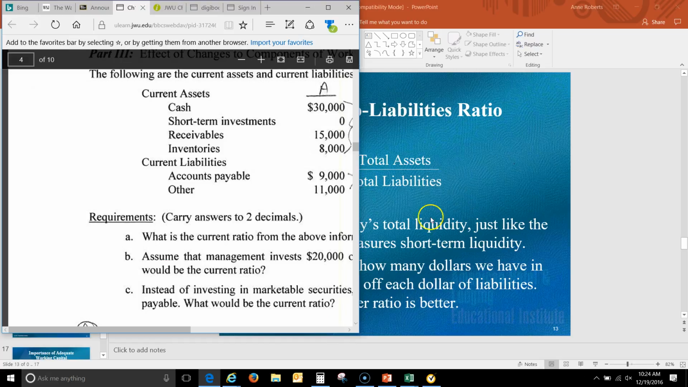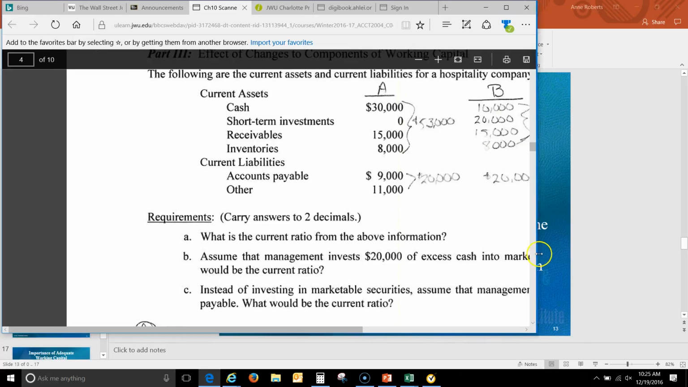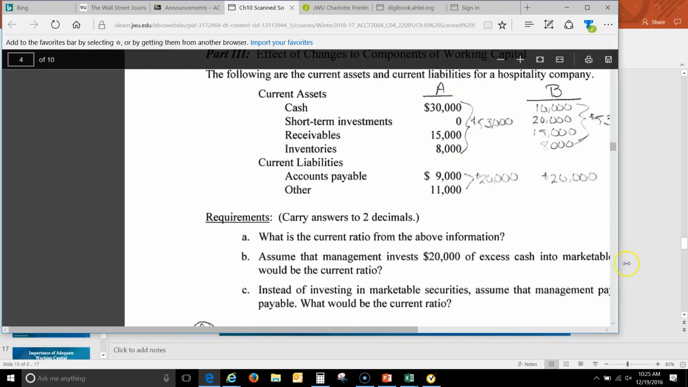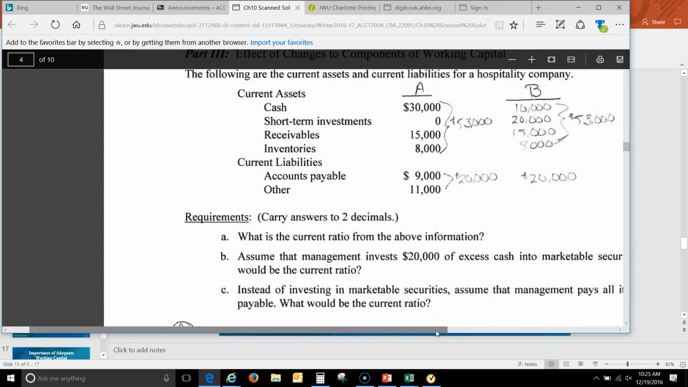So what we end up with is that, right? Nothing changes. We still have $53,000 in current assets. We still have $20,000 in current liabilities. All right. Now, read the third one. Instead of investing in marketable securities, assume that management pays all of, I think it was the accounts payable, right? Okay. So now, if we pay off all the accounts payable, now what would be the current ratio?